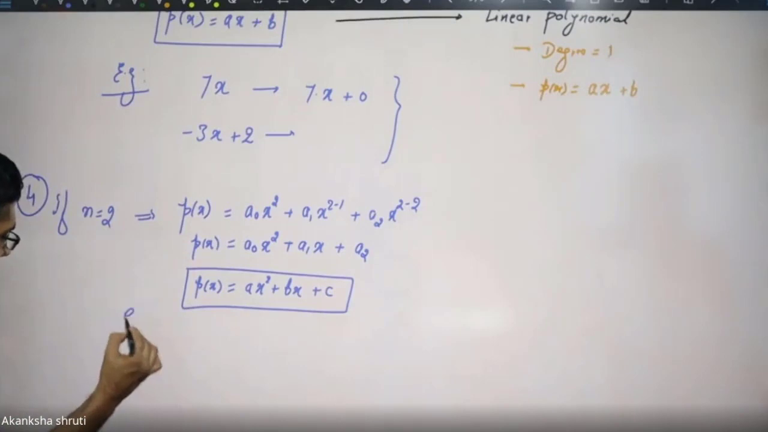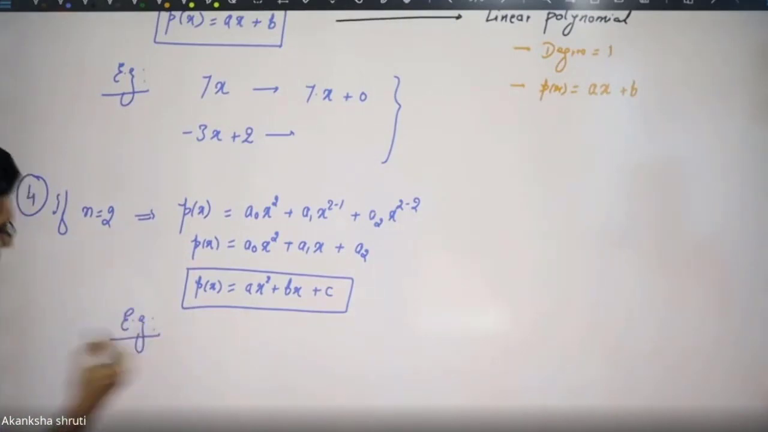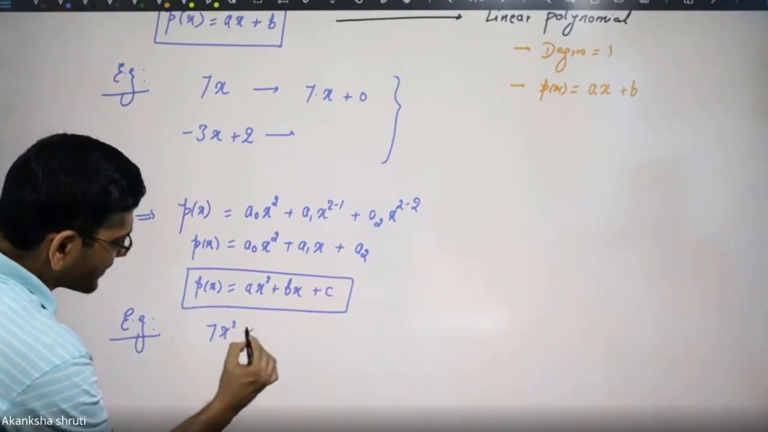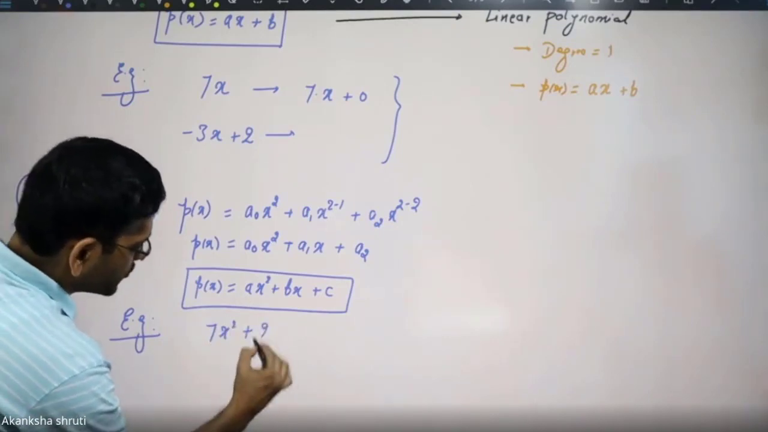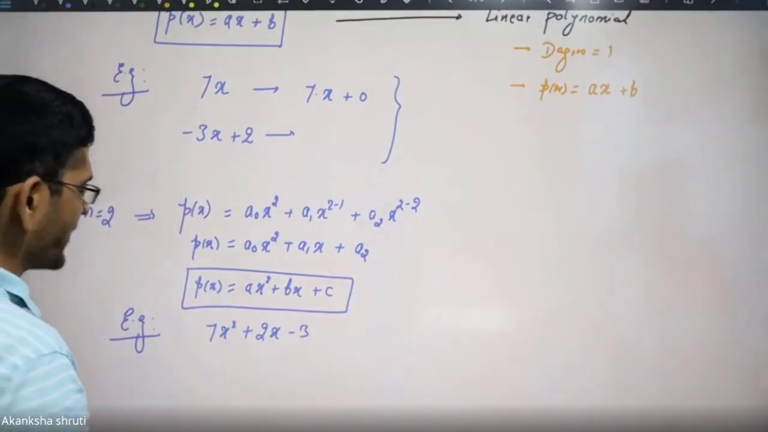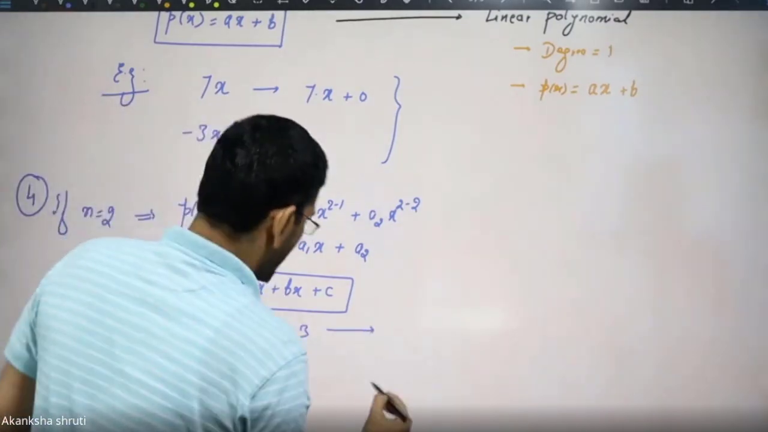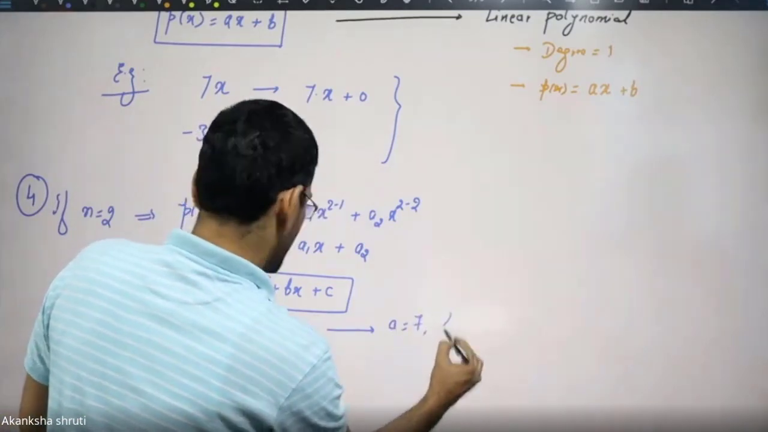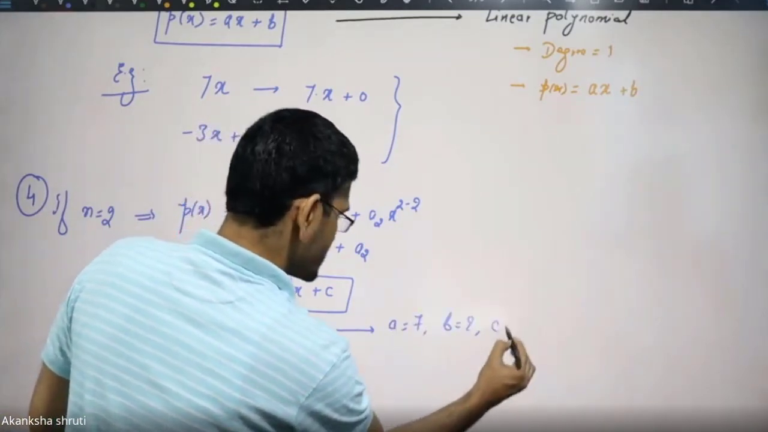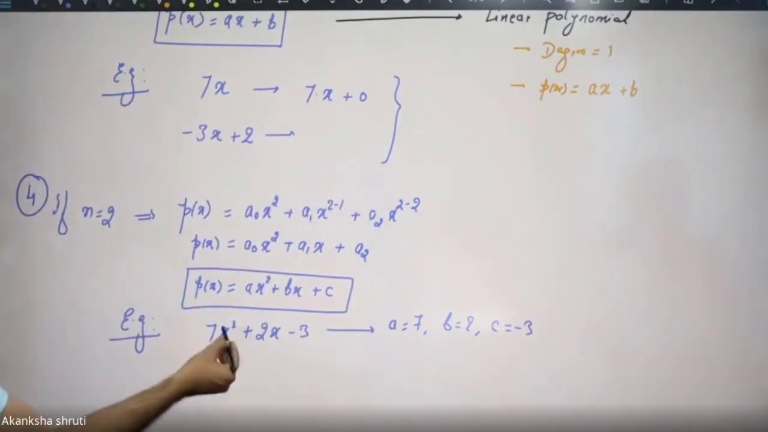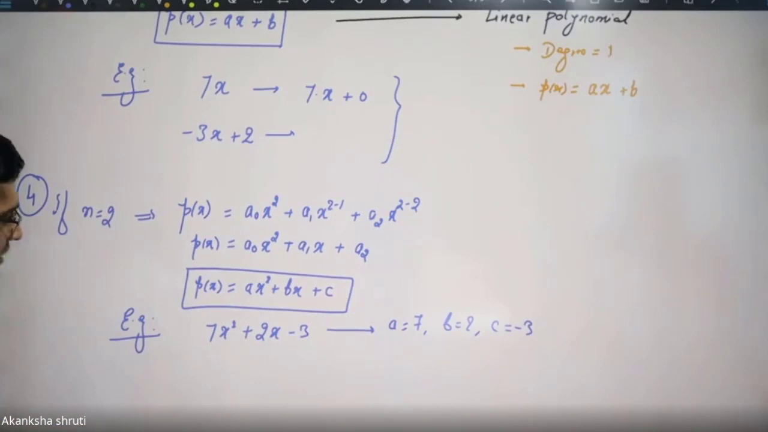Example, let us take some example. Students, if I am writing 7x square plus 2x minus 3, on comparing, here we are getting that our a is 7, b is 2, c is minus 3. Okay, student? Yes, it is a quadratic polynomial.